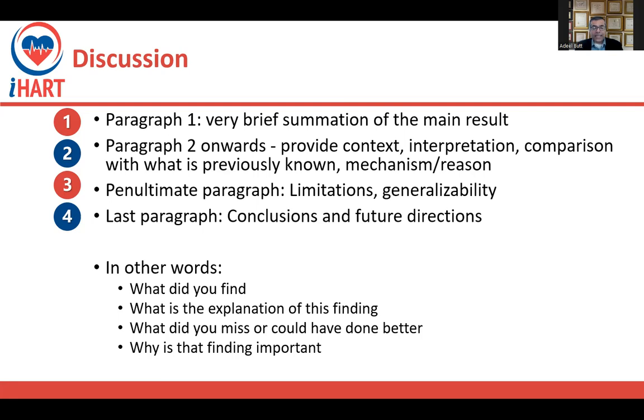Then the penultimate or the second last paragraph is generally about the limitations of the study and generalizability. You can also put the strengths of the paper here before the limitations part, so that reviewers and editors and the readers, of course, understand the full context of the strengths and limitations of the study and whether they are applicable to larger populations or not.